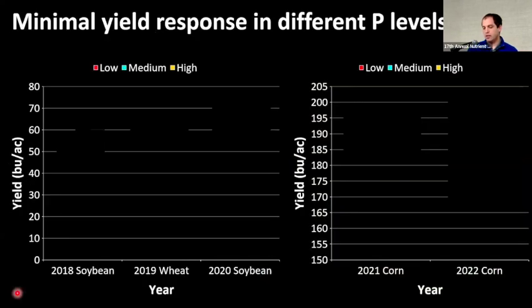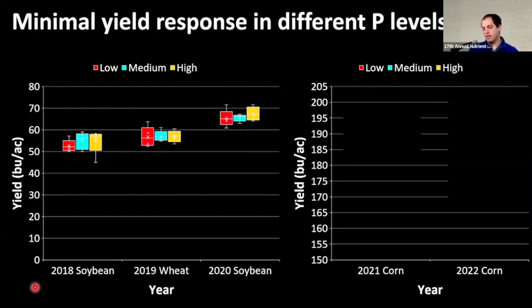So these are the yields for them. We're going to start in 2018. This project's been going on for about 20 years, but we're going to start in 2018. So our low is our red, our blue is our medium, and our yellow is our high. You can see in 2018, regardless of that soil test level, very similar yields. 2019 wheat, very similar yields, all 3 soil test levels.